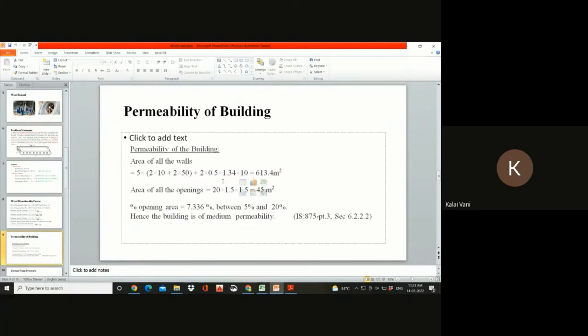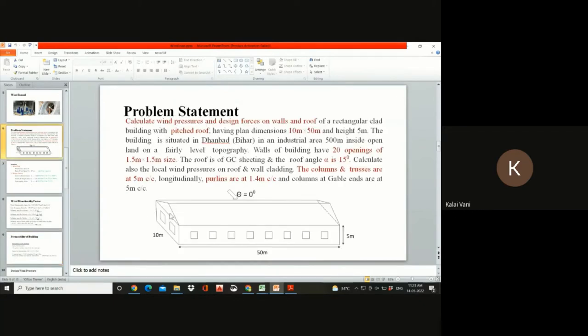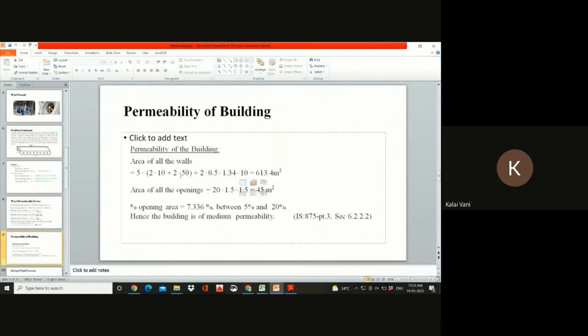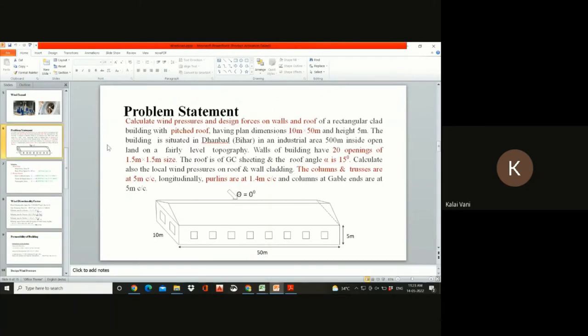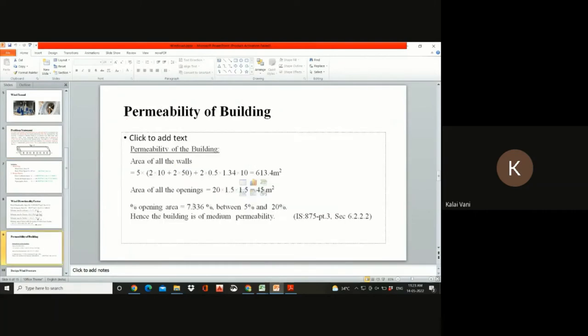Two times 0.5 into 1.34 into 10. So 10 is this one. Two, a triangular shape is available, half into base into height. Okay. Now we have calculated the area of the wall. So all around the walls plus your triangular portion you have included, and you are getting 6.13.4 meter square. And area of openings: we got 20 openings of 1.5 meters wide. So 20 into 1.5 into 1.5, you're getting 45 meters square. Right? So how much is the percentage of opening? Here you can calculate it. So the answer is 7.336.